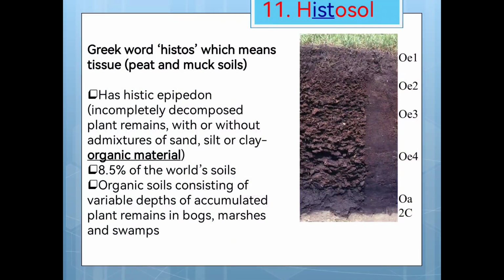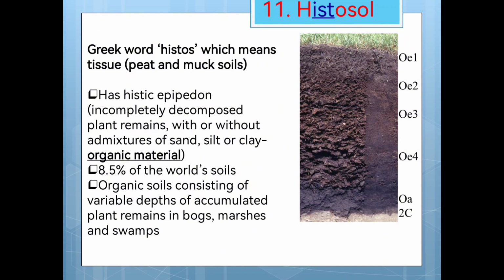Then we have histosol. Histo, from the word histos, which means tissue. Histology, diba? Histology means tissue. So that is histosol. And that is usually associated with peat and muck soils where you can still find the tissue, the debris, plant debris or animal debris. So it has a histic epipedon, which is incompletely decomposed plant remains with or without mixtures of sand, silt, or clay. So basically, guys, these histosols are organic, full of organic material. You can still find some of the tissues of the plants or the animals.